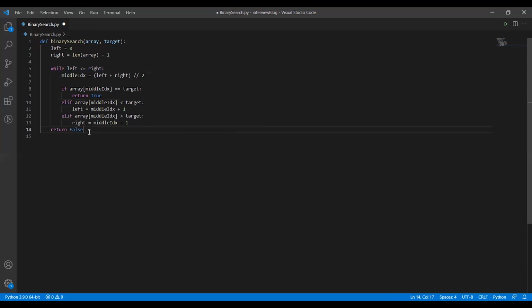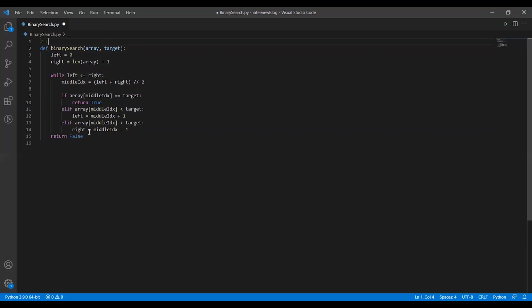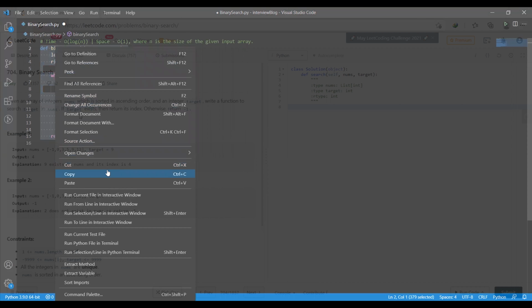So this is our binary search algorithm. And this algorithm has a time complexity of big O of log n and a space complexity of big O of 1. And here n refers to the size of the given input array. So why is our time complexity log n? Because in each and every iteration, we are eliminating half of the size of the given input array. Hence, our time complexity tends to be log n. And since we do not use any extra space in our algorithm, our space complexity tends to be big O of 1. So let us now test our solution. Let me just copy our solution.